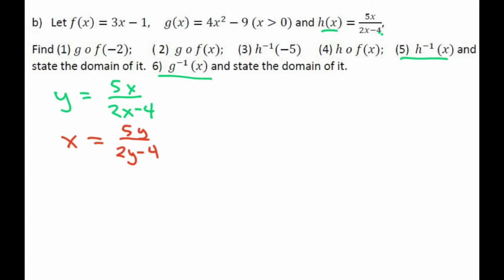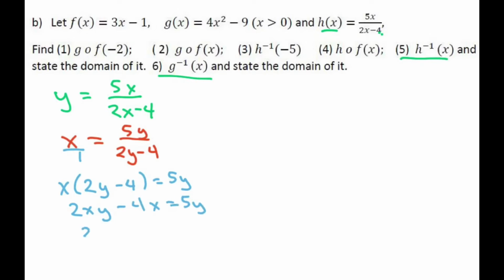However, we want to solve for y, so I'm just going to go ahead and cross multiply. So you get x times 2y minus 4 equals 5y. You distribute here, and then group your y's together. Put them on the right, and move that 4x on the left.